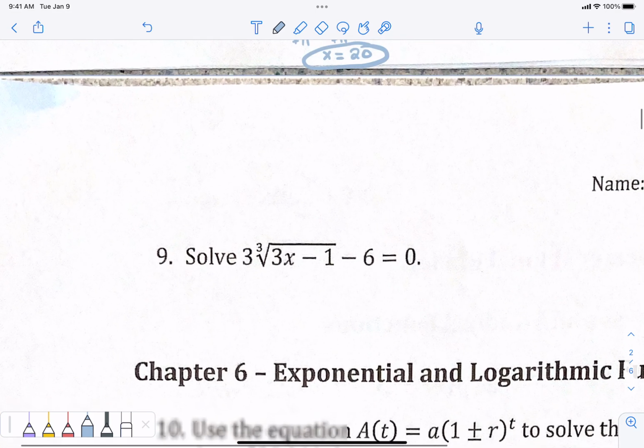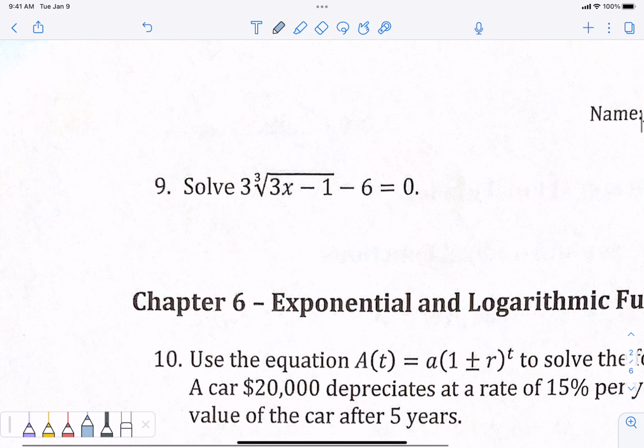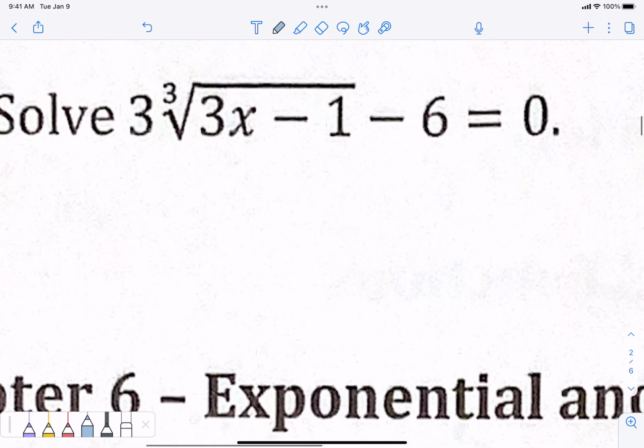How many questions? Okay, number 9. There's another one of these. Number 9, we've got a cubic root. What are you going to do first? Plus 6.